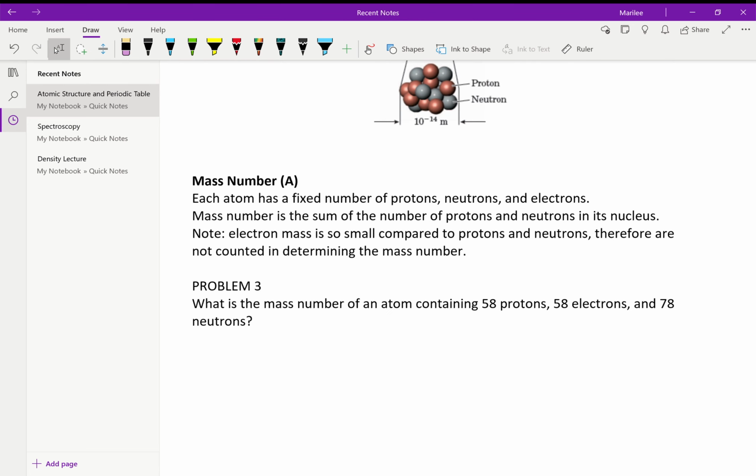Now I'm going to go over mass number. Each atom has a fixed number of protons, neutrons, and electrons. A mass number is the sum of the protons and neutrons. So you add the value of protons and the value of neutrons and you get the mass number.